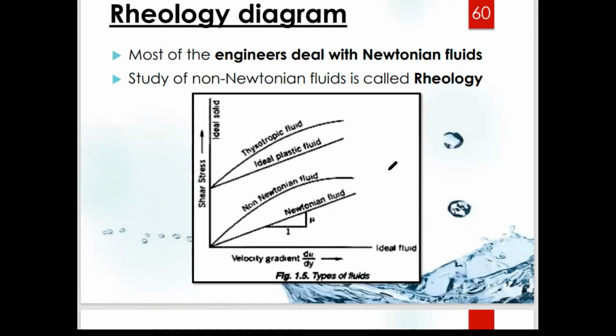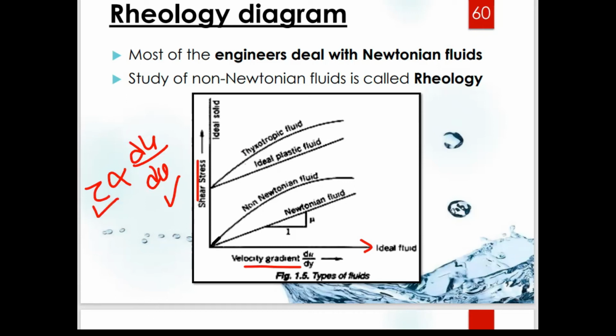Here we have this rheology diagram to explain the different types of fluids based on Newton's law of viscosity. In the figure, the x-axis indicates the velocity gradient and the y-axis indicates the shear stress, because Newton's law of viscosity says shear stress is directly proportional to the rate of shear strain, that is du by dy. Tau is the shear stress and du by dy is the velocity gradient. So the x-axis represents du by dy and the y-axis represents shear stress.